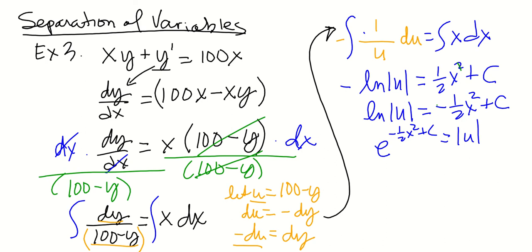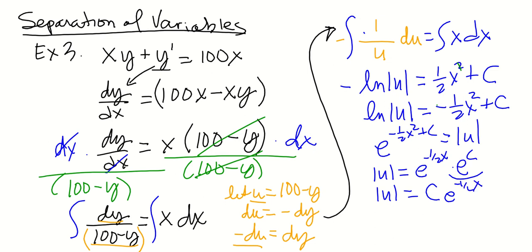So that would be that the absolute value of u equals e to the negative 1/2 x squared times e to the c, breaking up that power as a product of two powers of the same base. The absolute value of u equals e to the c, which is some constant, times e to the negative 1/2 x, which gives us that u is equal to plus or minus c times e to the negative 1/2 x.